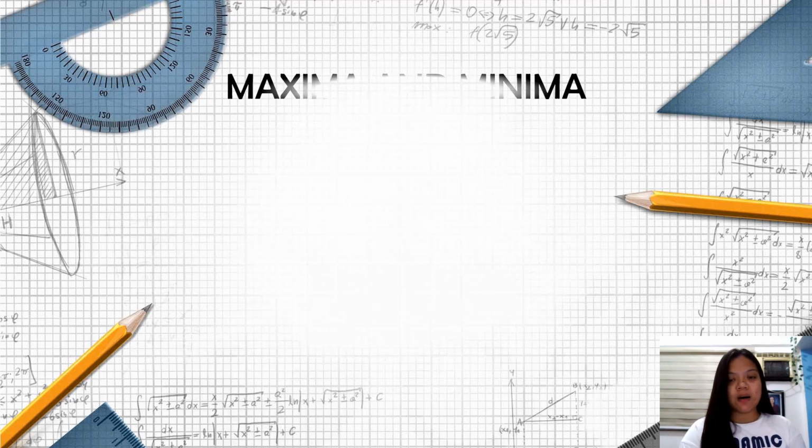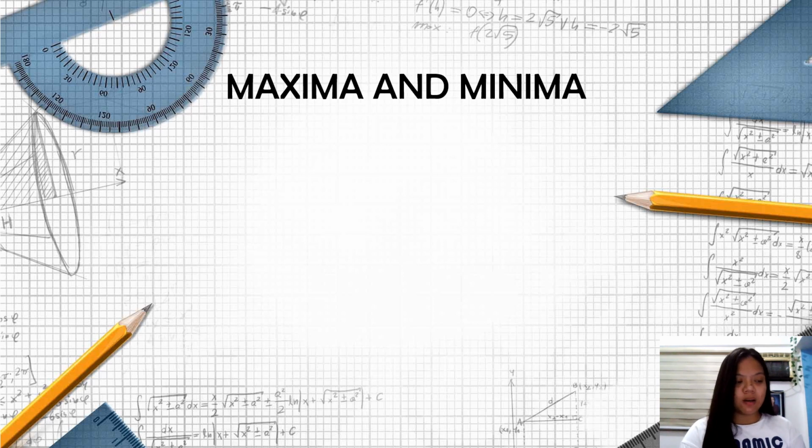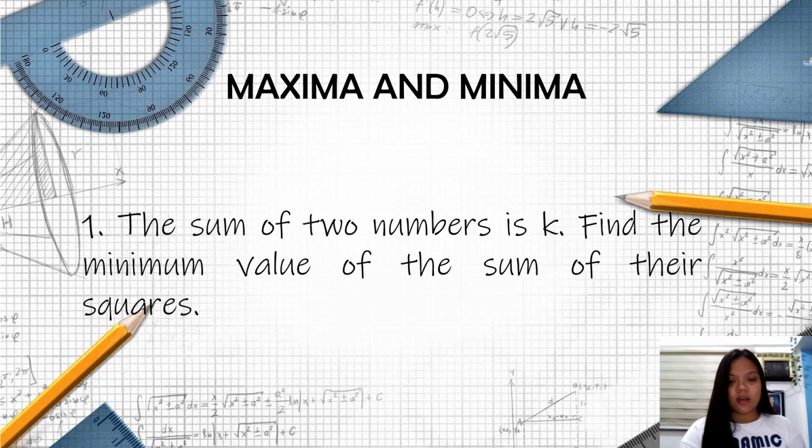The topic is about the maxima and the minima. Here is one example to get the minima, or the minimum value. Example number 1. The sum of the two numbers is k. Find the minimum value of the sum of their squares.